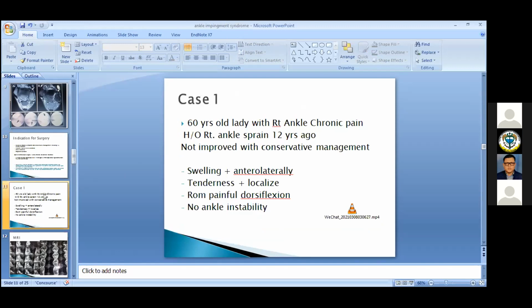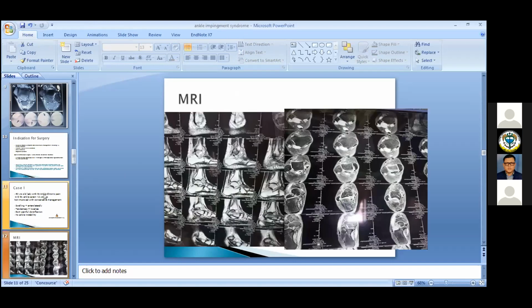A 60 year old lady with right ankle chronic pain. She had a history of a right ankle sprain 12 years ago, which did not improve with conservative management. On presentation, she had swelling anterolaterally, with tenderness localized medially and anterolaterally. She had a limitation of dorsiflexion and painful ROM. She had no instability during the clinical examination.